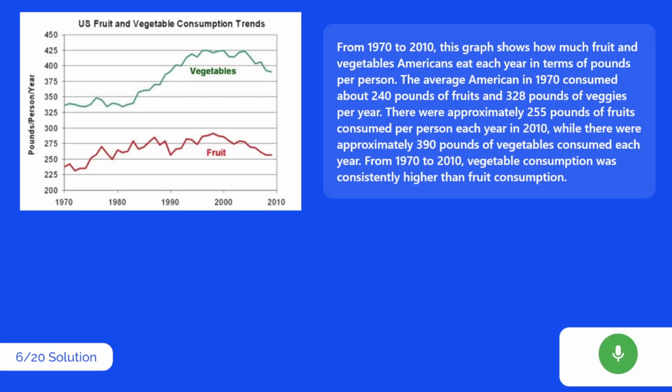From 1970 to 2010, this graph shows how much fruit and vegetables Americans eat each year in terms of pounds per person. The average American in 1970 consumed about 240 pounds of fruits and 328 pounds of veggies per year. There were approximately 255 pounds of fruits consumed per person each year in 2010, while there were approximately 390 pounds of vegetables consumed each year. From 1970 to 2010, vegetable consumption was consistently higher than fruit consumption.